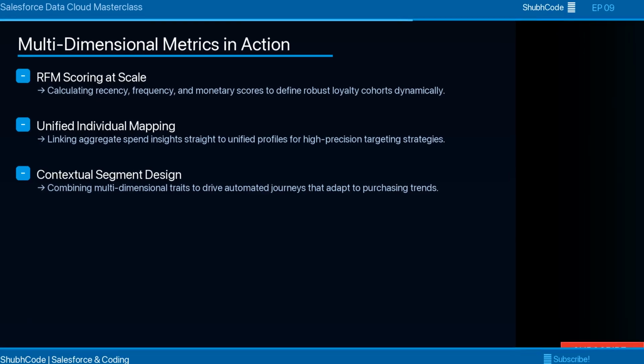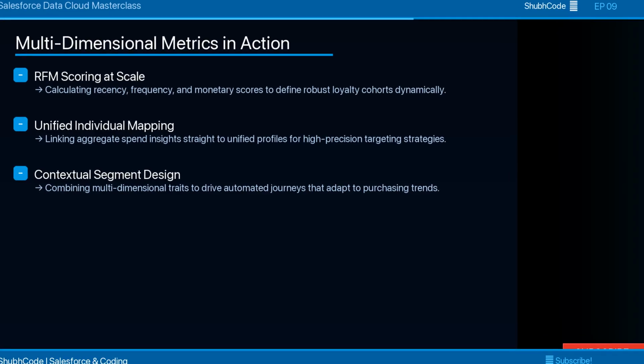Let's bring this to life with a real-world scenario using RFM scoring: recency, frequency, and monetary value. Suppose we want to target customers who purchase frequently but have spent very little in the last 2 weeks. We write a Calculated Insight that aggregates purchase data at the unified individual level, breaking it down by product category. This multidimensional approach allows us to segment not just on who bought what, but exactly how often and how recently they engaged, enabling hyper-personalized email campaigns that feel incredibly relevant.